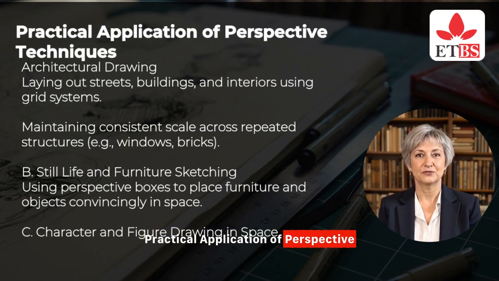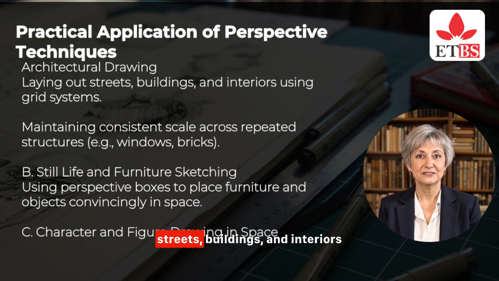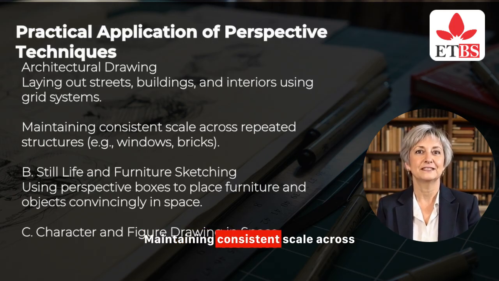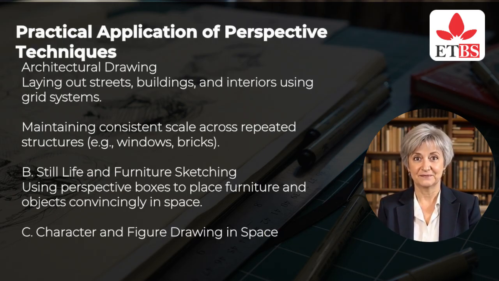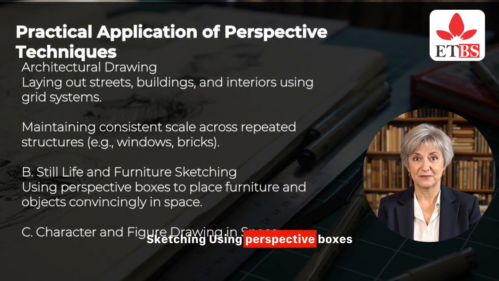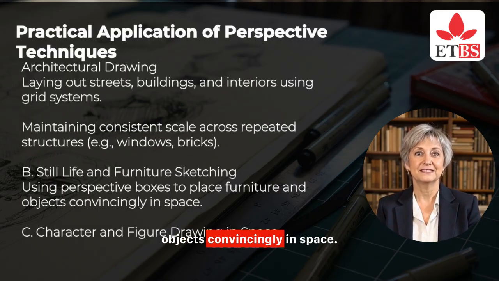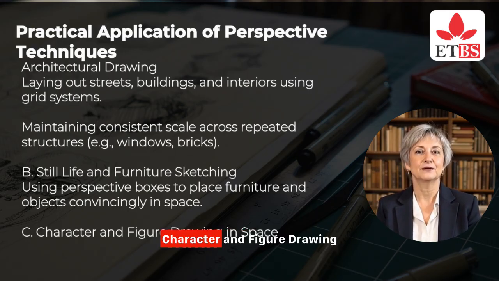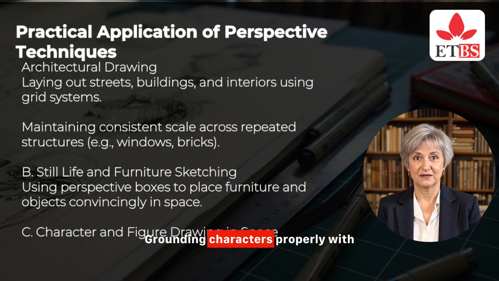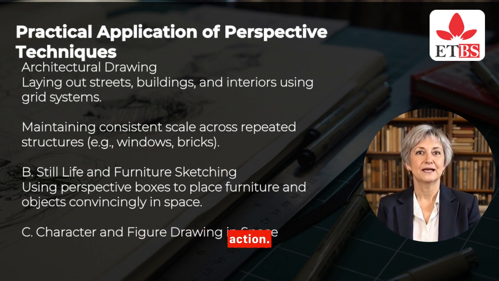Practical application of perspective techniques. A. Architectural drawing: laying out streets, buildings, and interiors using grid systems, maintaining consistent scale across repeated structures, e.g., windows, bricks. B. Still life and furniture sketching: using perspective boxes to place furniture and objects convincingly in space. C. Character and figure drawing in space: positioning figures within a scene using foreshortening and perspective grids, grounding characters properly with shadows and line of action.